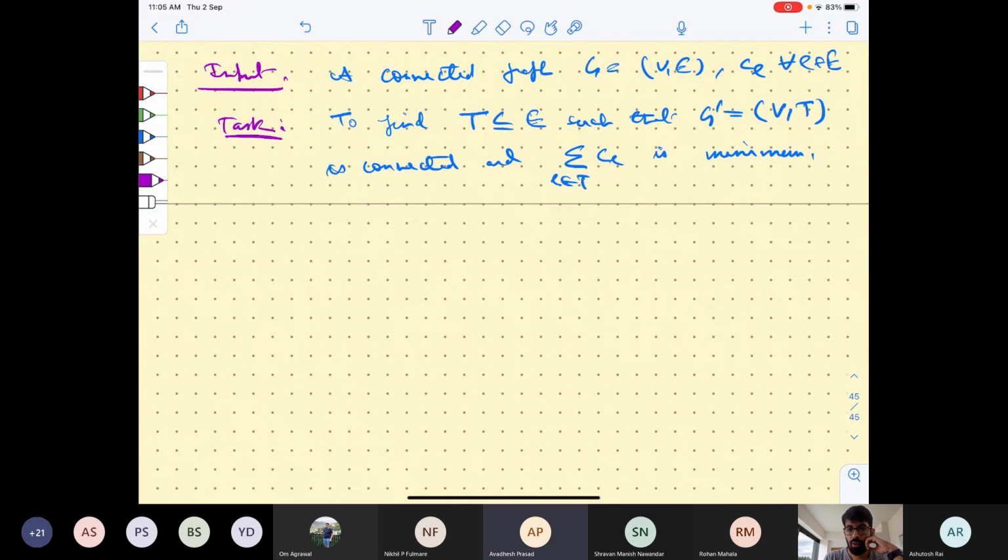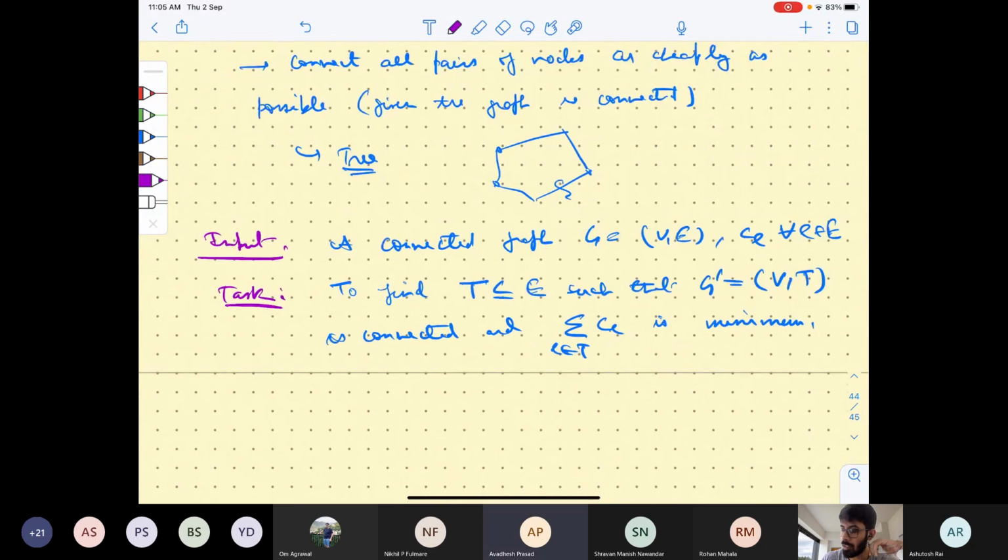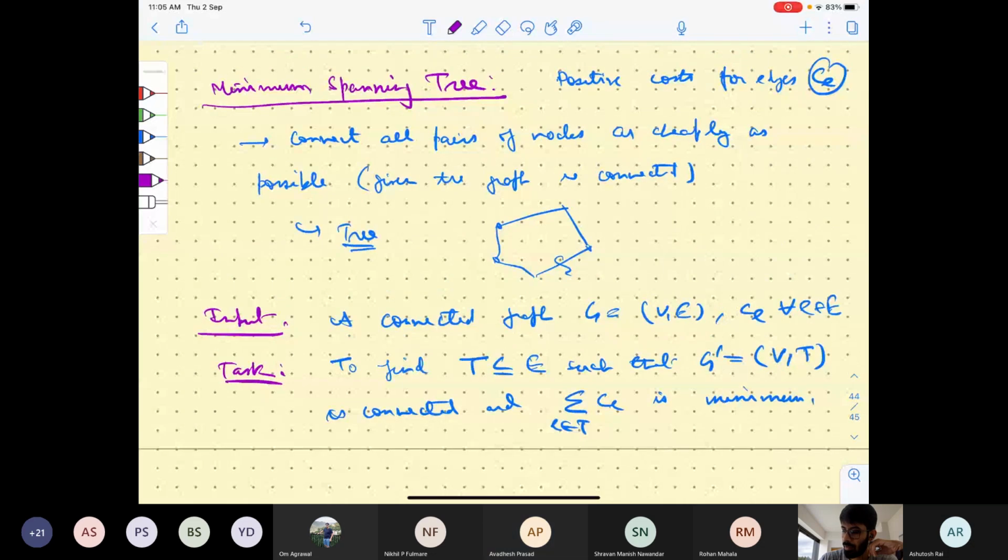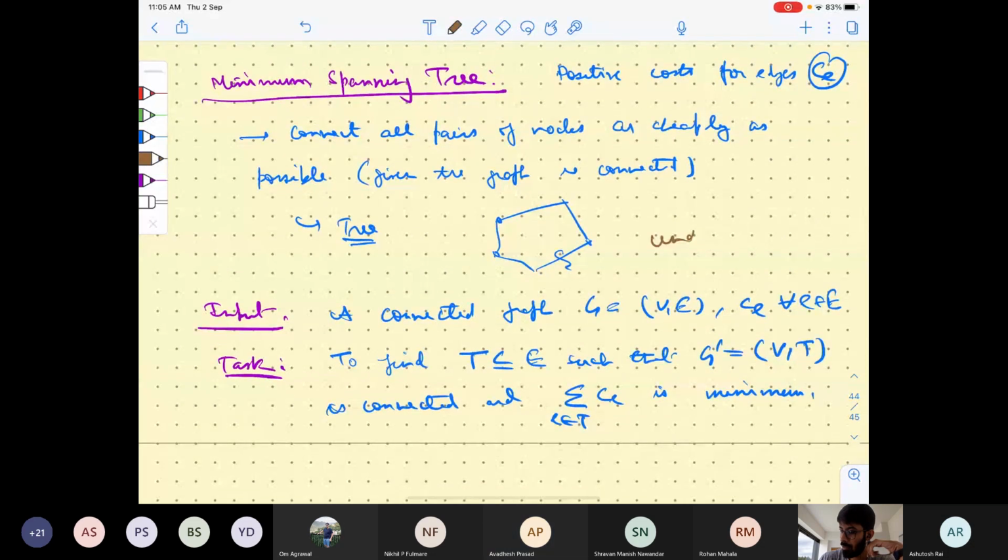The graph is undirected, right? Yes. Here the graph is undirected. Okay. Any other question?